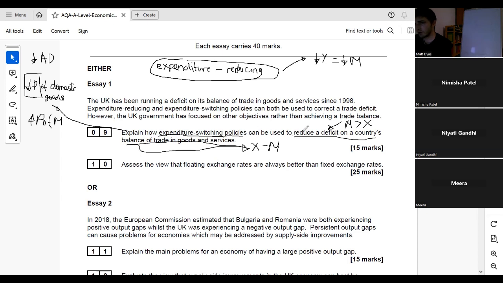So very good. What else? Supply side policies, guys? Anybody thoughts on supply side policies?